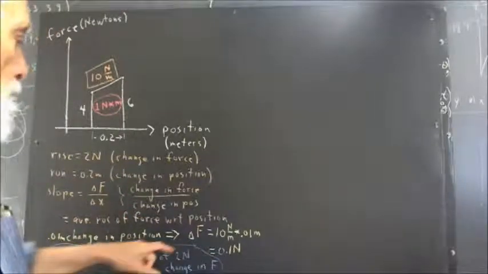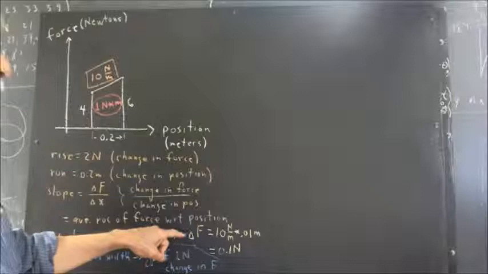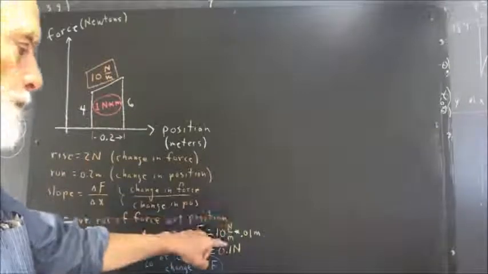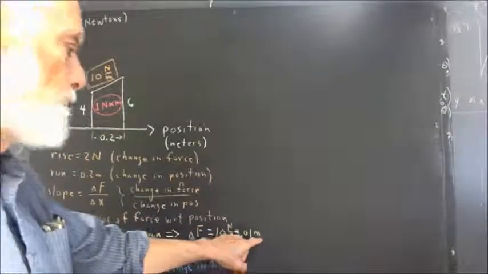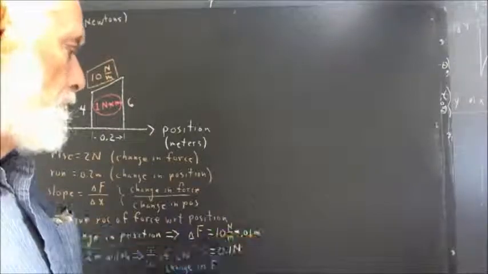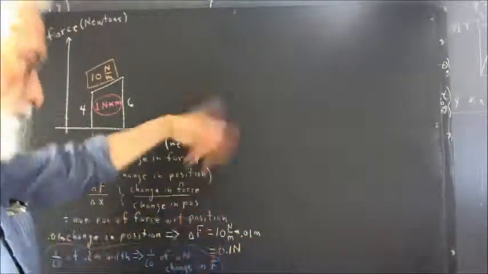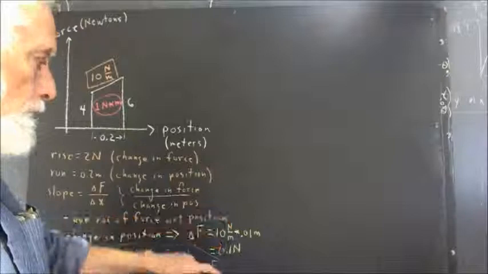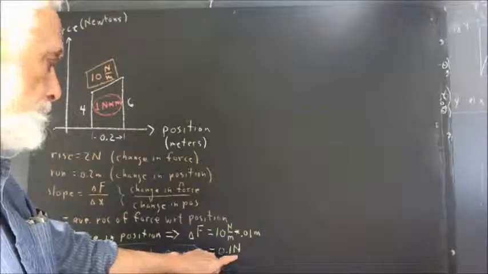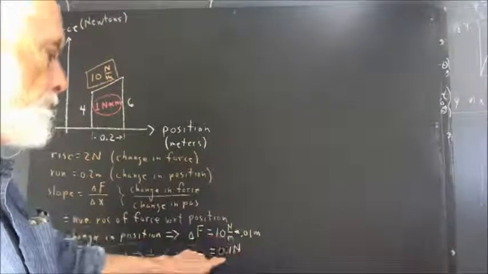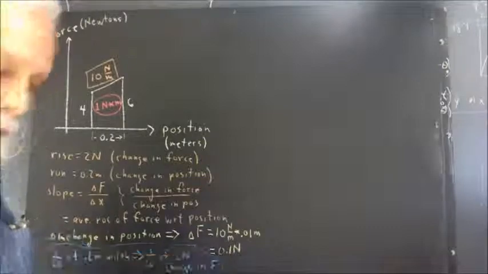More formally, we write that out as the change in the force is 10 newtons per meter multiplied by 0.01 meters. We can see that the meters cancel and give us unity, leaving us with units of newtons. And 10 times 0.01, of course, is 0.1.